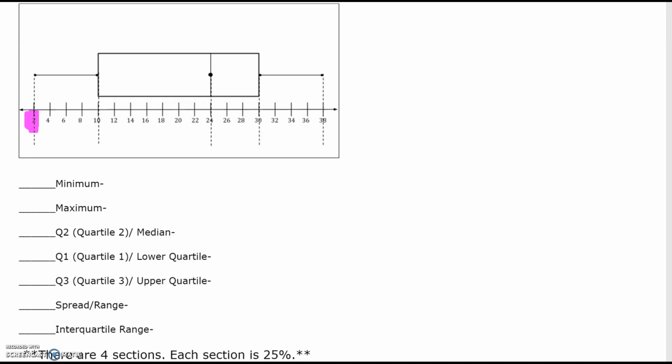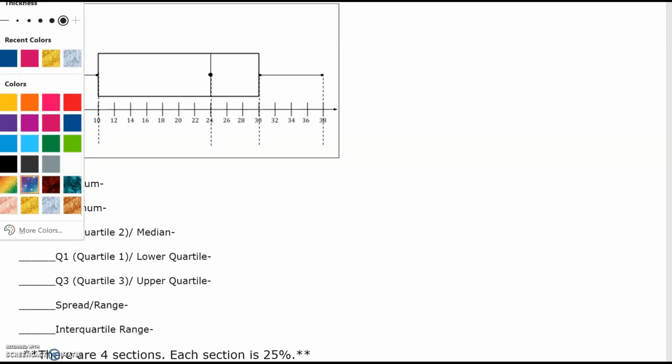So today we're going to go over box plots, and we're going to take some notes on it. We're going to label everything, the different parts of a whisker box plot. So the first one we're going to talk about is what I have highlighted at the beginning there, which is the number 2. Well, 2 here is going to be our minimum. So 2 is the minimum.